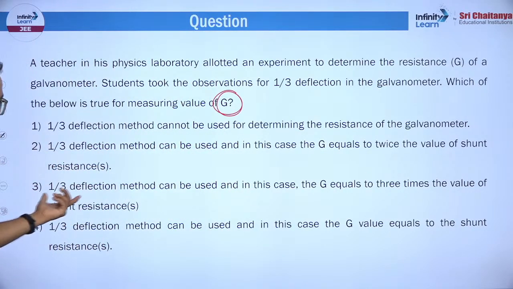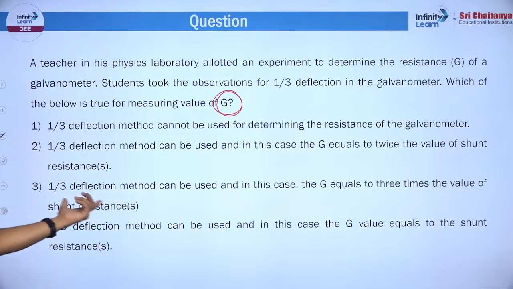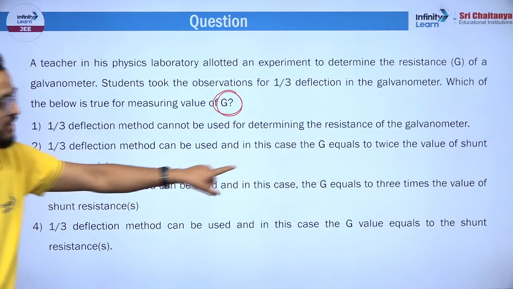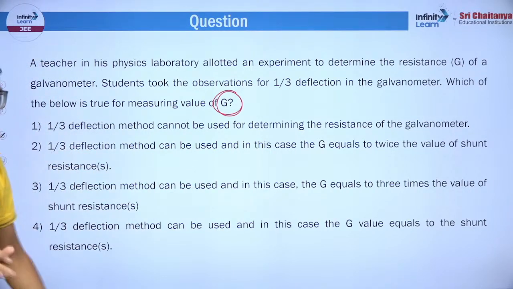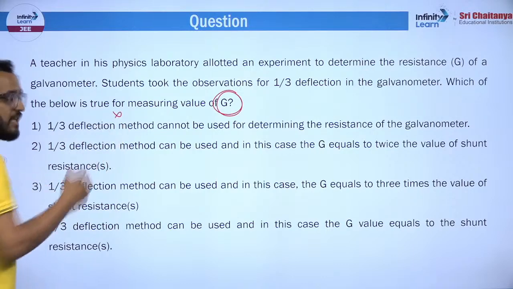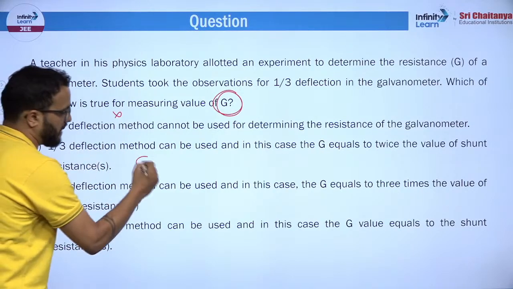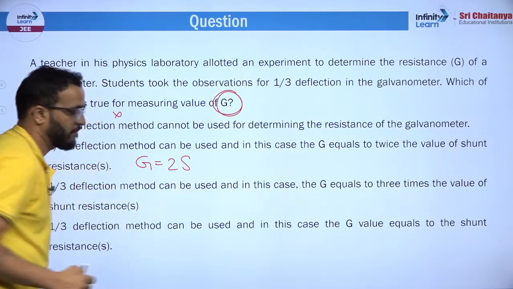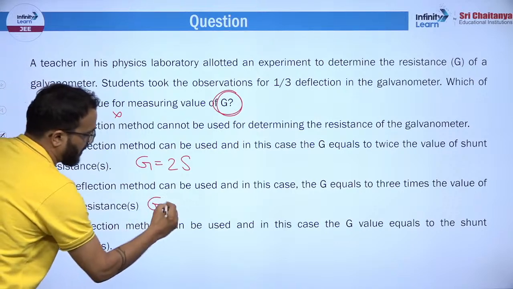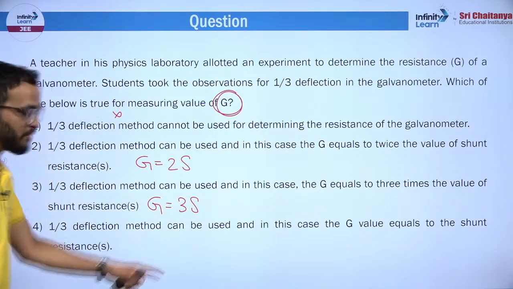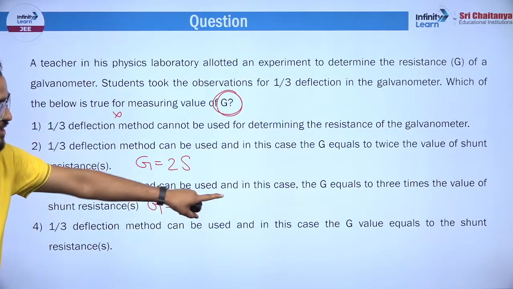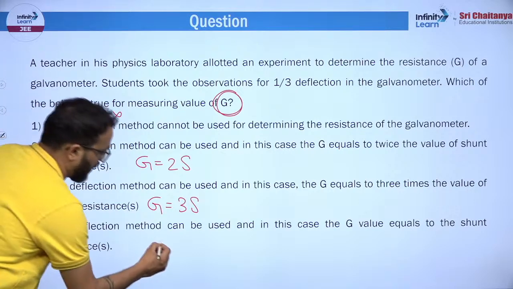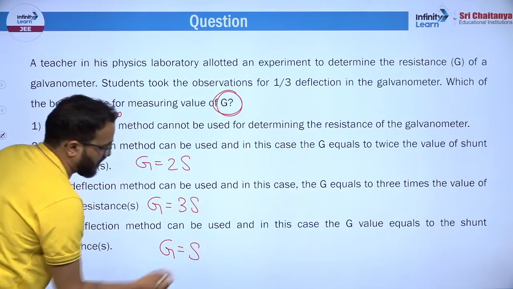Now third option, if we apply the 1/3 deflection method, it can be used and G equals to 3 times the value of shunt resistance. That means ये बोलता है कि यूज ही नहीं कर सकते. ये ऑप्शन बोलता है कि G जो है वो 2S के बराबर है. थर्ड ऑप्शन बोलता है कि यूज तो कर सकते हैं और G 3S के बराबर है. फोर्थ ऑप्शन क्या बोलता है, कैन बी यूज्ड एंड G इक्वल्स टू द शंट रेजिस्टेंस. अच्छा, और ये बोलता है कि G जो है वो शंट रेजिस्टेंस के बराबर है.